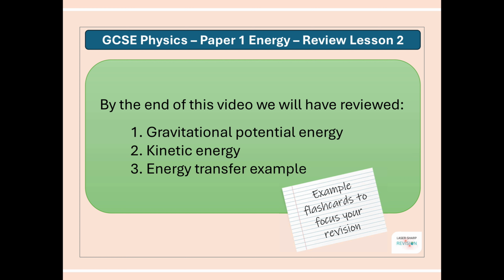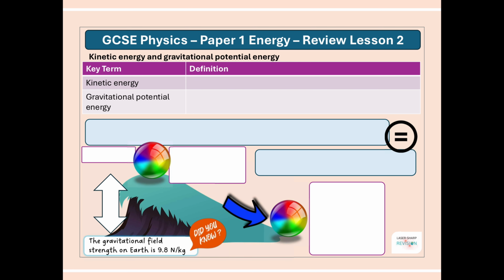Remember, stick around to the end so that we can go through some example flashcards to help focus your revision even further. So did you know that the gravitational field strength on Earth is 9.8 newtons per kilogram? But in your exams, you will always be given that number. It's not something that you need to remember. This number is sometimes rounded to the value of 10 just to make calculations slightly easier, but always use what the examiner wants you to use.